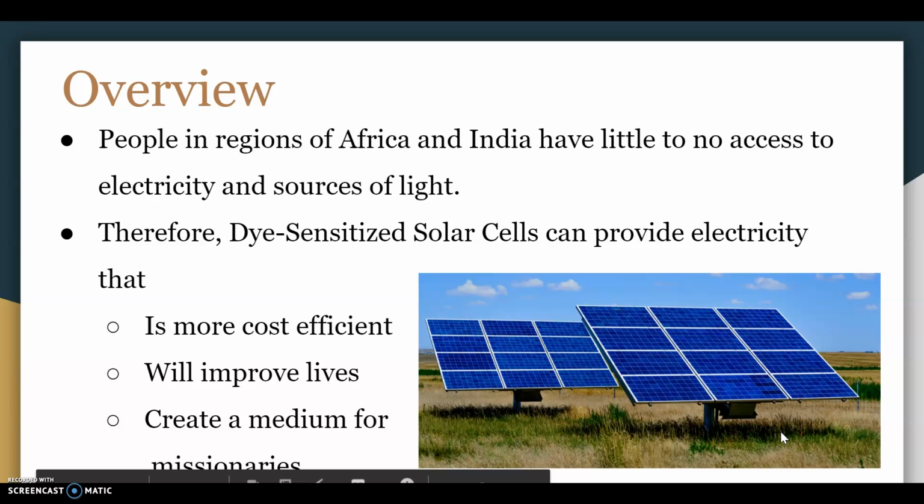So, looking at regions of Africa and India, there are people who have little to no access to electricity and therefore sources of light at night. To get electricity to these people, we can look at solar panels, and a specific type of solar panel is a dye-sensitized solar cell, which I will be calling solar cells. They can provide electricity that is more cost efficient, will improve these people's lives, and create a medium for missionaries in the future.